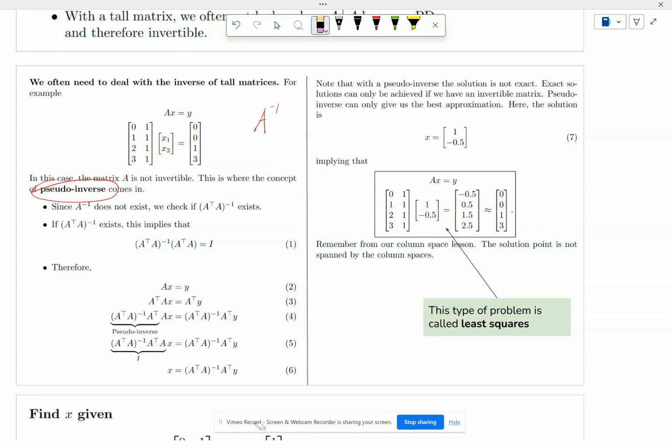In any case, the idea of a pseudo inverse is very easy. Since A inverse doesn't exist, we can check if A transpose A inverse exists. And since this is a PSD matrix, very often it will exist, because it might be just a PSD matrix. So if it exists, this implies that I could just multiply the inverse by this to give us identity.